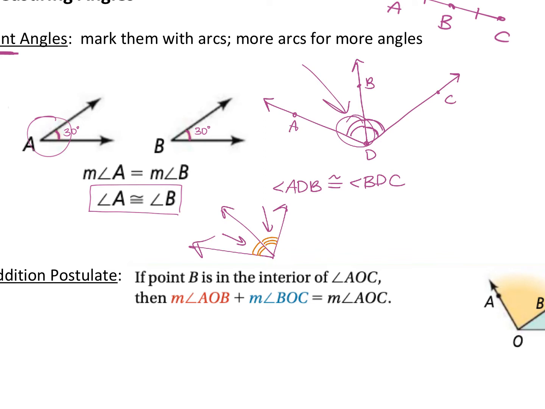Wait, so if the second angle has 3 arcs, then it's going to go 2 arcs? No, these 2 have 2 arcs up at the top, right? Those are double arcs, so those 2 are congruent.